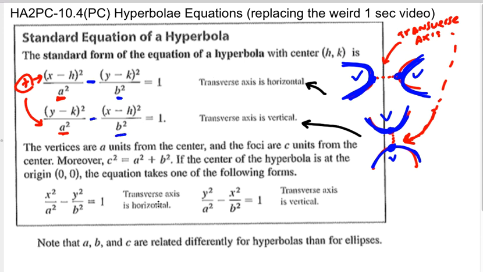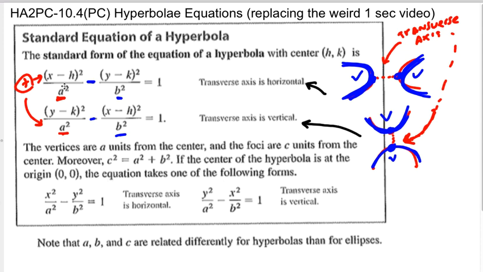A couple other things. When we saw the relationship between A and B and C for ellipses, it was not the Pythagorean theorem. Well, here, the relationship between A and B and C is actually going to look exactly like the Pythagorean theorem, right? A squared plus B squared is C squared. So let's walk through this.